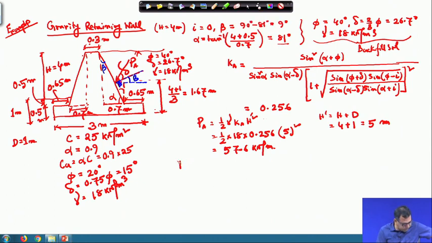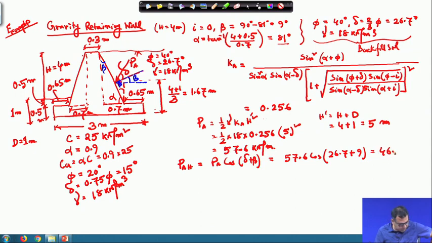P, so I can write P A H, the horizontal part, is P A cos delta plus beta. So, I can write this is 57.6 cos delta is 26.7 and beta is 9 degree. So, this is 46.8 kilonewton per meter, 46.8.